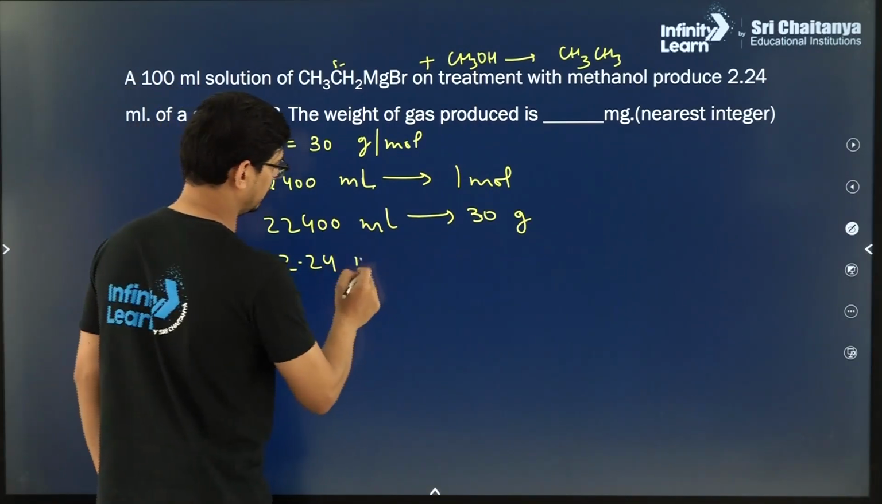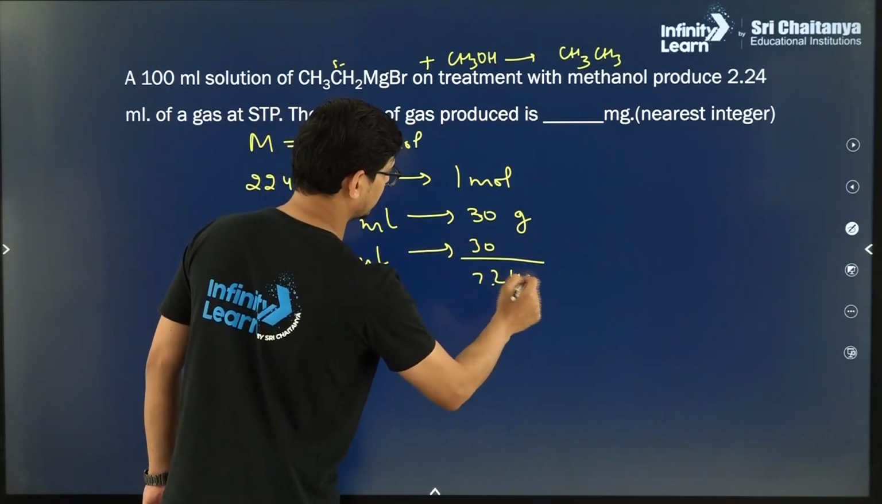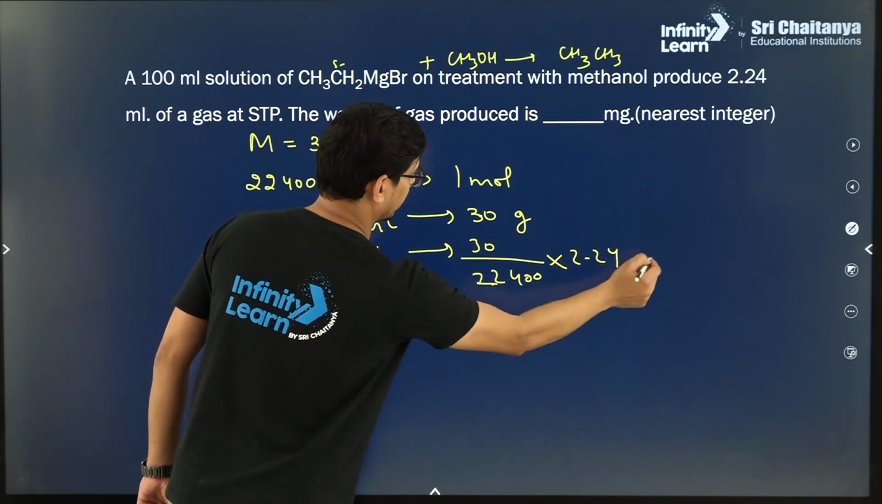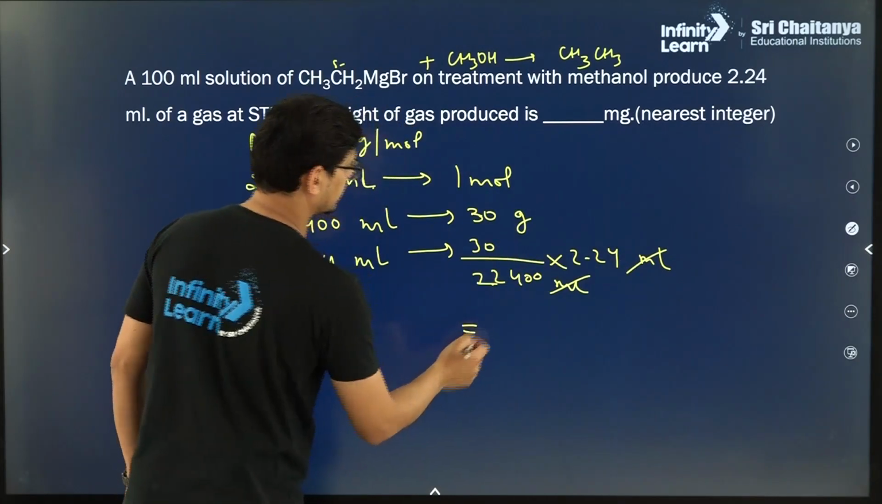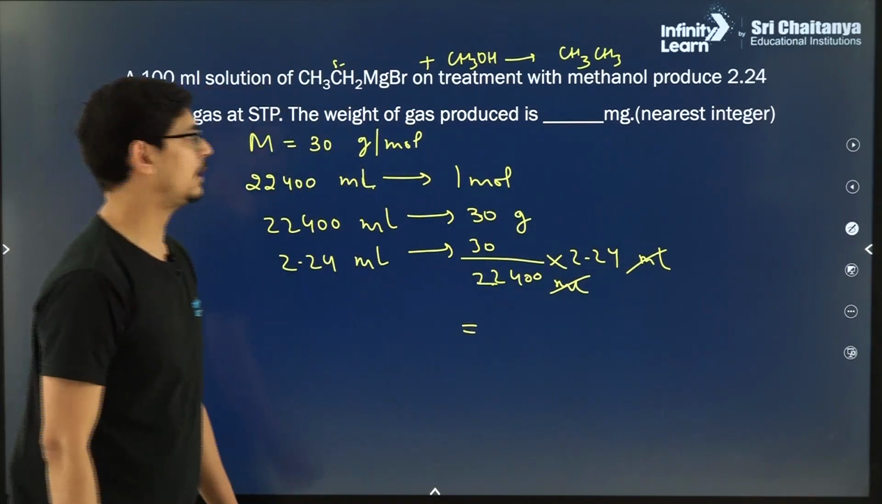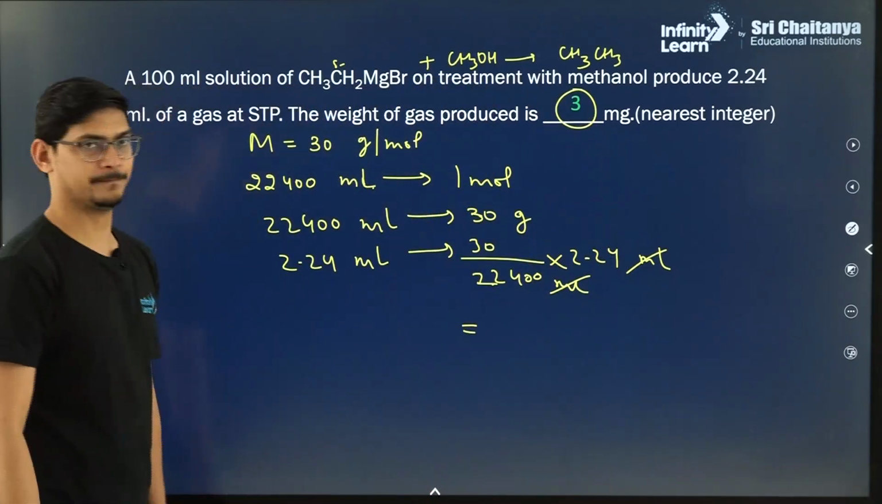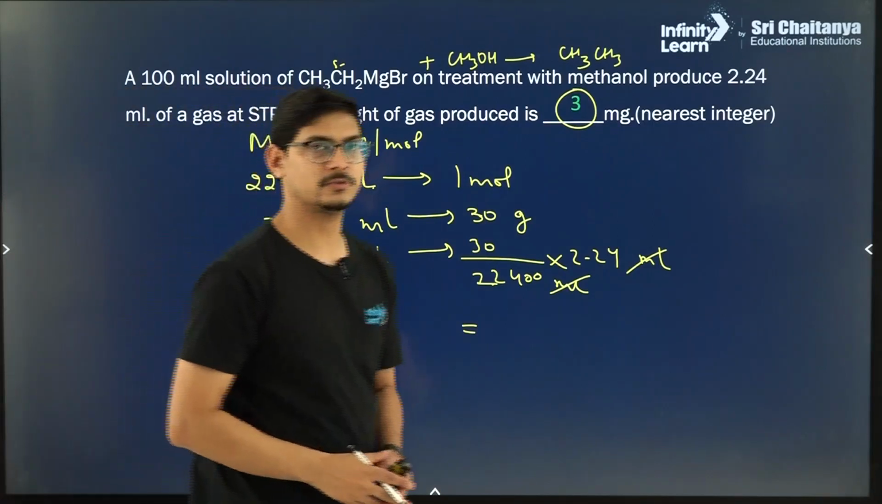So 2.24 ml would be 30 divided by 22400 multiplied by 2.24, right? ml and ml cancel. That will give your answer in gram. You multiply it by 1000, that will be milligram, so that will be 3 milligram, right? So that is the correct answer to this question. So that's all in this solution video guys.